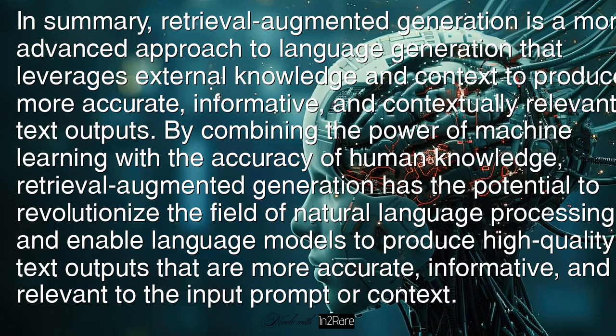In summary, retrieval-augmented generation is a more advanced approach to language generation that leverages external knowledge and context to produce more accurate, informative, and contextually relevant text outputs. By combining the power of machine learning with the accuracy of human knowledge, retrieval-augmented generation has the potential to revolutionize the field of natural language processing and enable language models to produce high-quality text outputs that are more accurate, informative, and relevant to the input prompt or context.